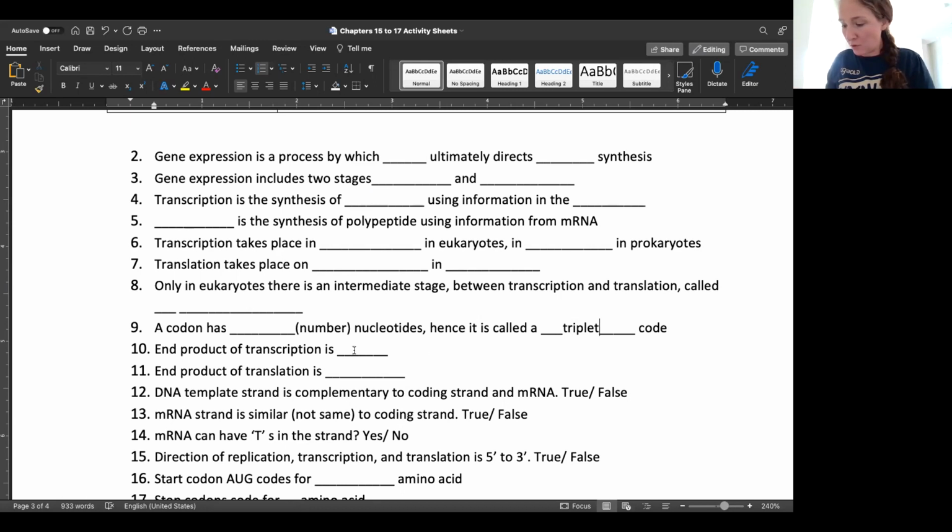The end product of transcription is RNA, or any RNA. All types of RNAs are formed by transcription only. Is mRNA formed at the end of transcription? Yes. Can rRNA be formed at the end of transcription? Yes. Next. Okay. The end product of translation is a polypeptide.